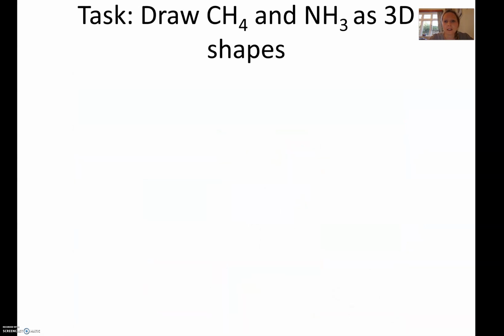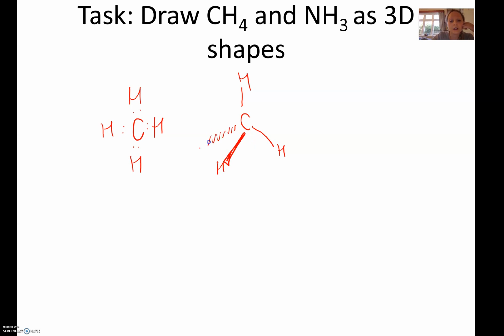All right, team. That is us done. There is a shapes worksheet on your OneNote that I'd like you to do. I'll quickly finish off with this last one of drawing CH4 as 3D, and NH3. So here's CH4. So we're going to do straight at 120, solid and dotty, keeping those in the 90-degree plane.